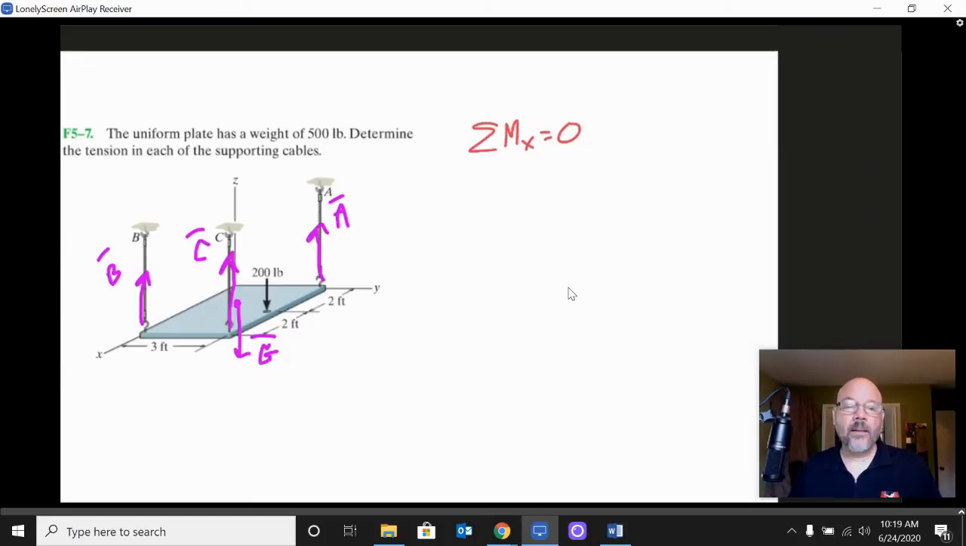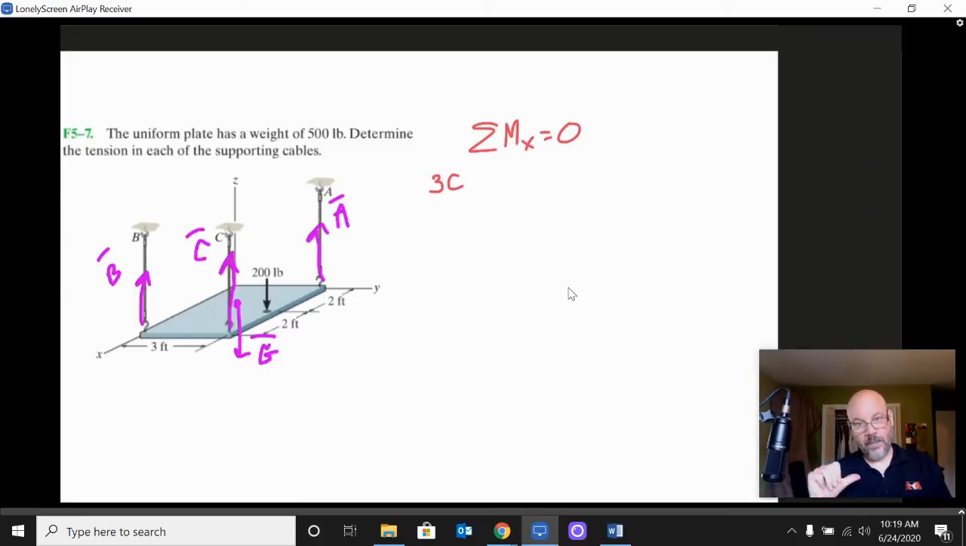So let's start with B. B's on the axis, so B doesn't produce any moment in the X direction. That's not going to happen at all. Let's scoot over to C. Now C is out there at a distance of 3, so we can write down 3C. But is it going to be positive or negative?